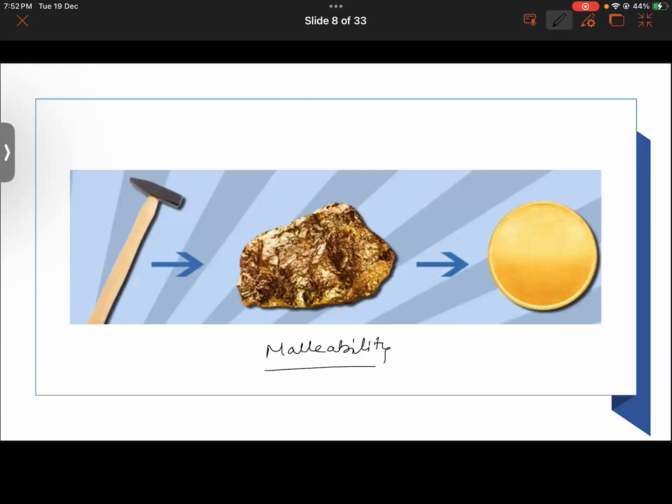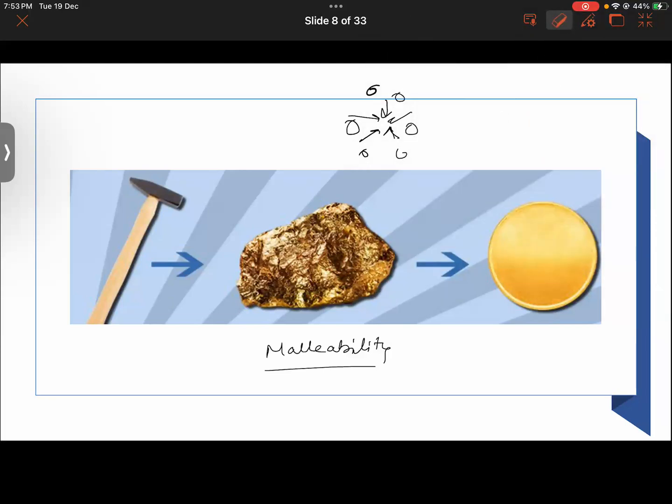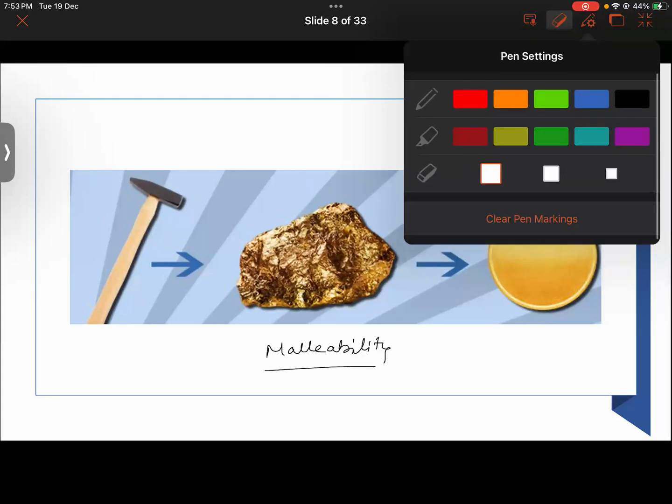Also, you know that the bonding between the metal atoms is such that all the atoms are clumped together in a mass. While if they were to slide across each other, as in the case of non-metals, you will read about the property of brittleness. There you will see that the atoms slide over each other.